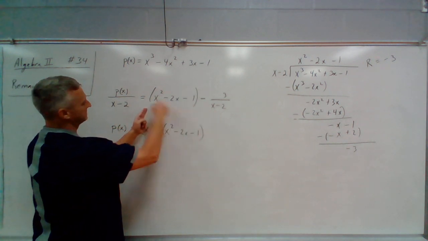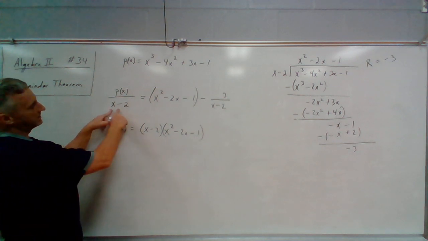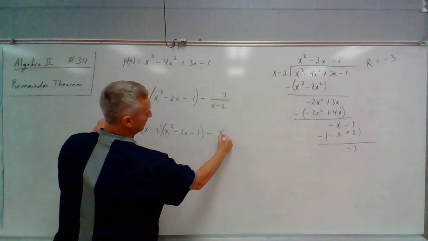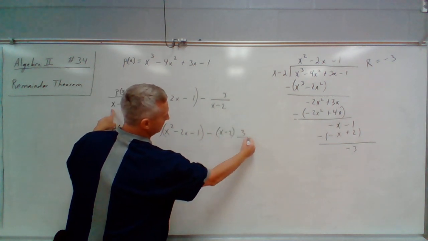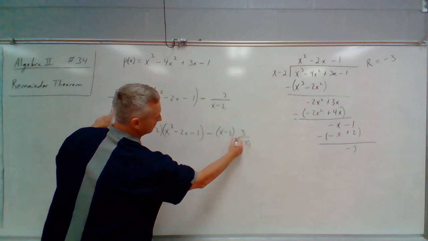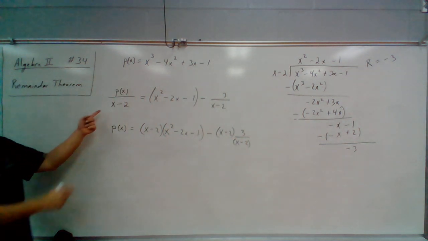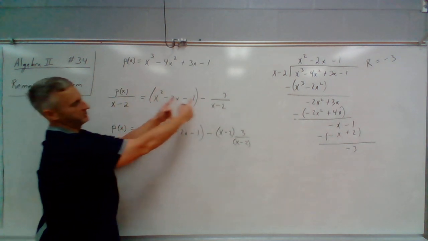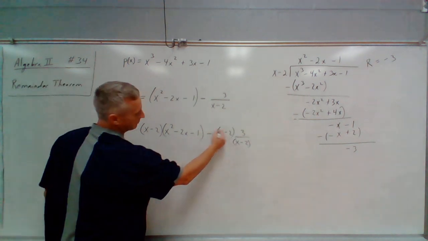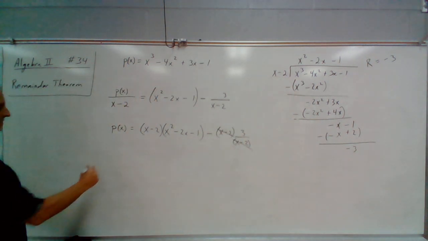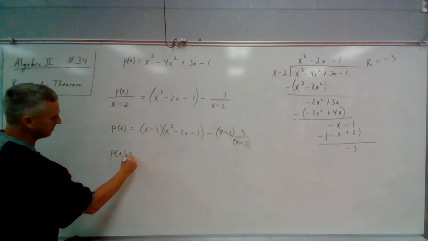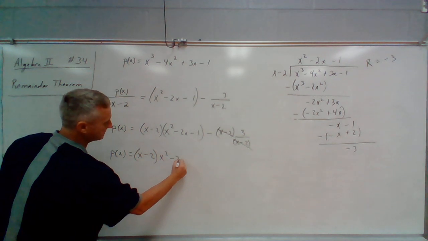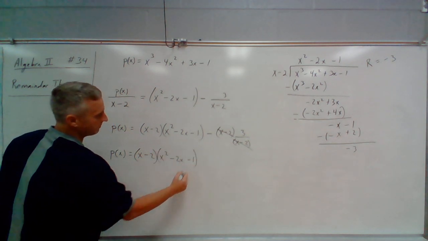Right, so I got one thing minus another. I have to distribute this to both of them. But when I multiply, actually I'll just go ahead and do it. So minus x minus 2 times 3 over x minus 2. Okay, so all I did is multiply both sides by x minus 2. X minus 2 times this polynomial. X minus 2 times that. But of course, those cancel. So I have P of x equals x minus 2 times x squared minus 2x minus 1 minus 3.